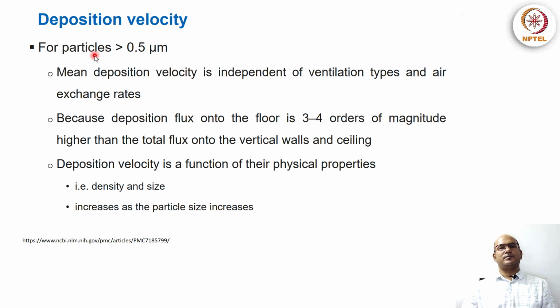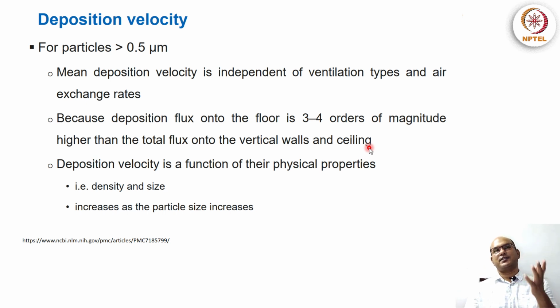For particles more than 0.5 micrometer, it is generally found that this deposition velocity is independent of the ventilation types and also air exchange rates. This could be because the deposition flux on the floor is 3 to 4 orders of magnitude higher than the total flux into the vertical walls and ceiling. Smaller particles can go around and stick to all kinds of surfaces, but if the particles are larger, they will sort of go down, and this downward flux is much higher.